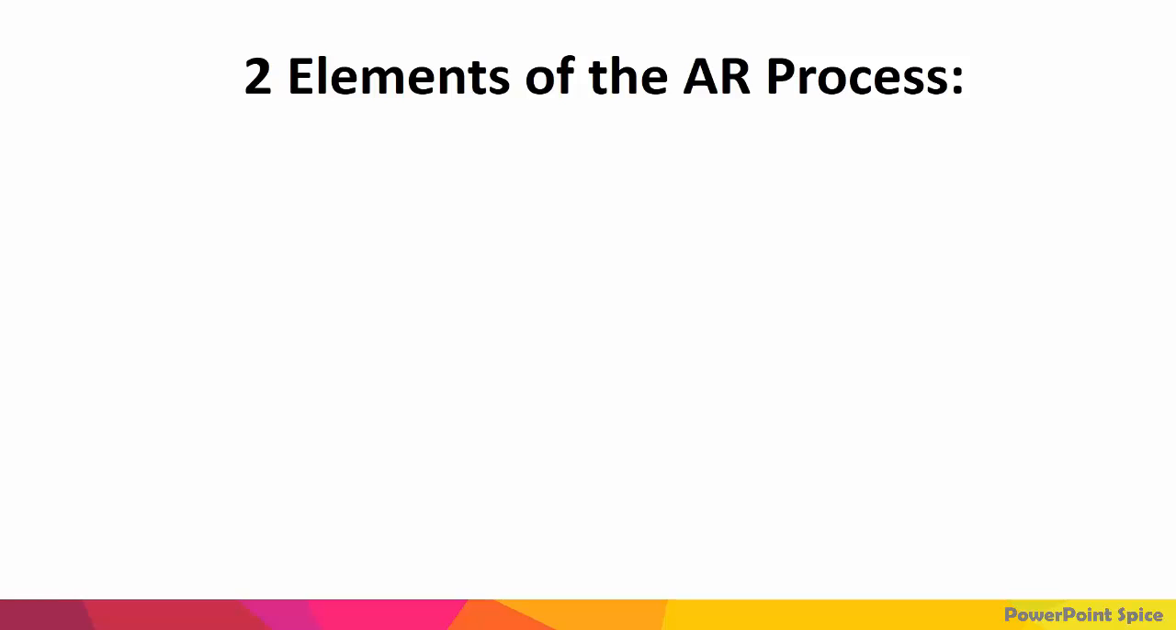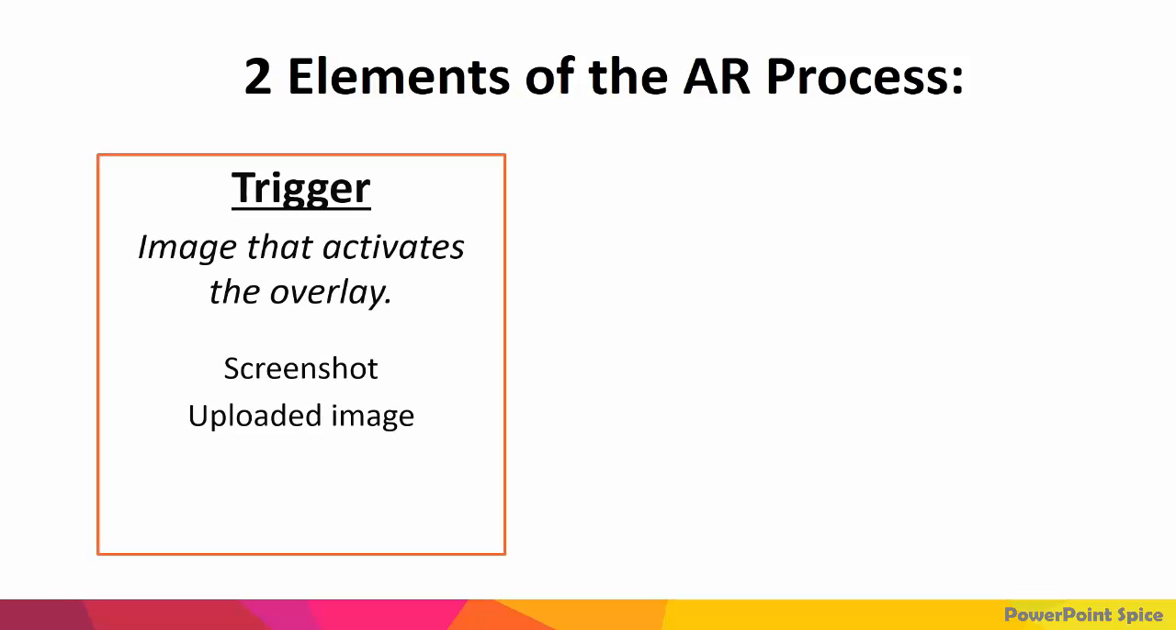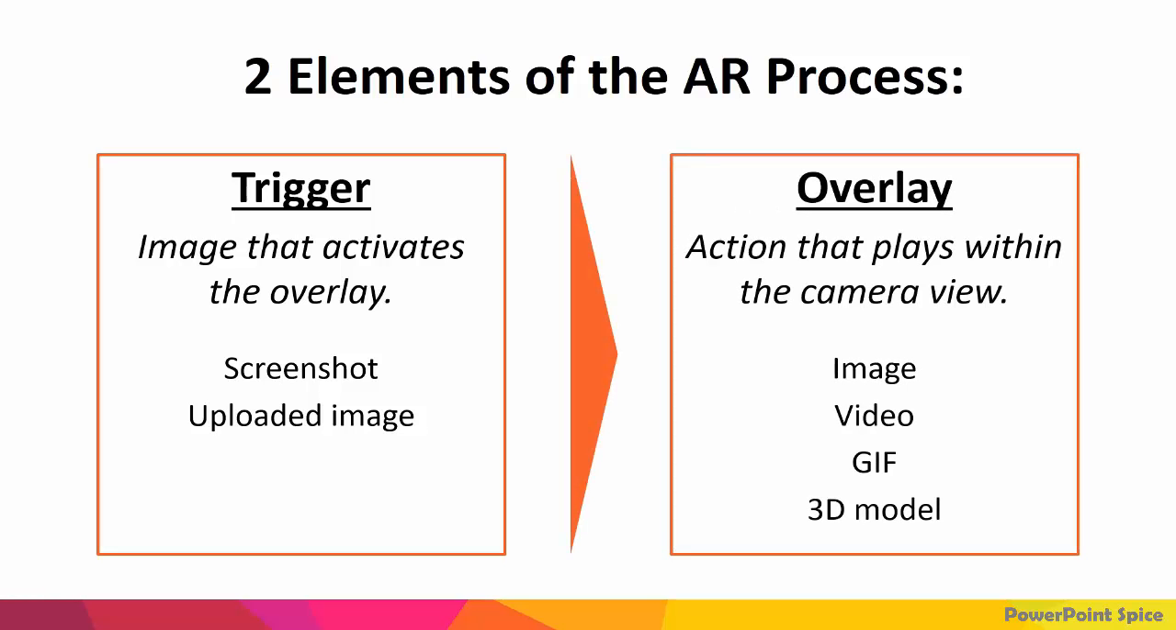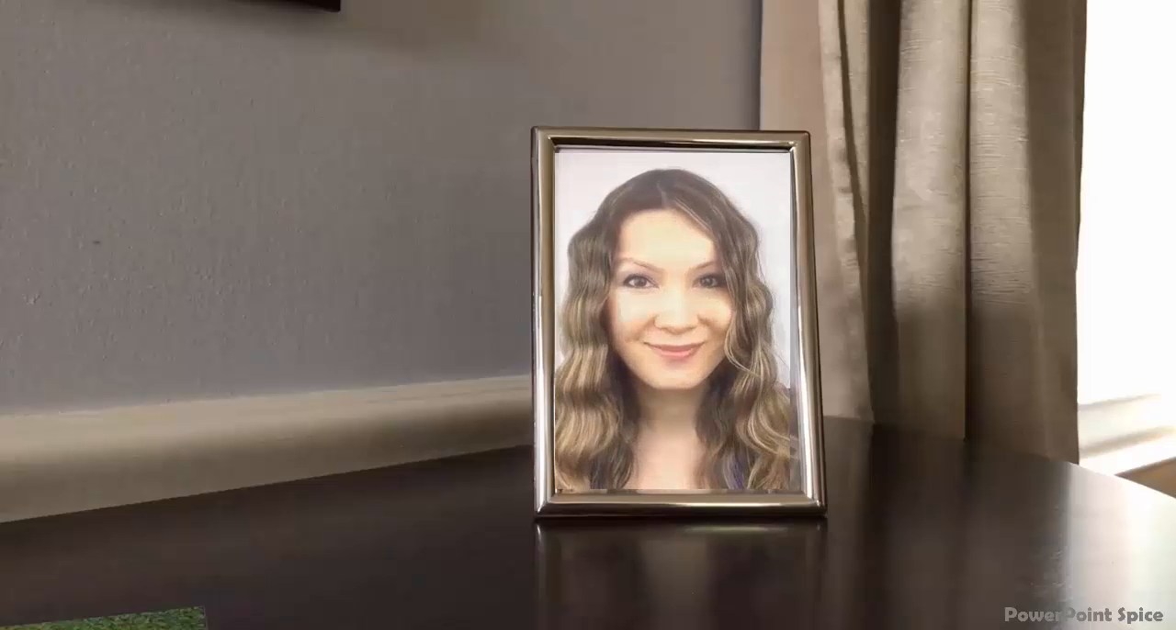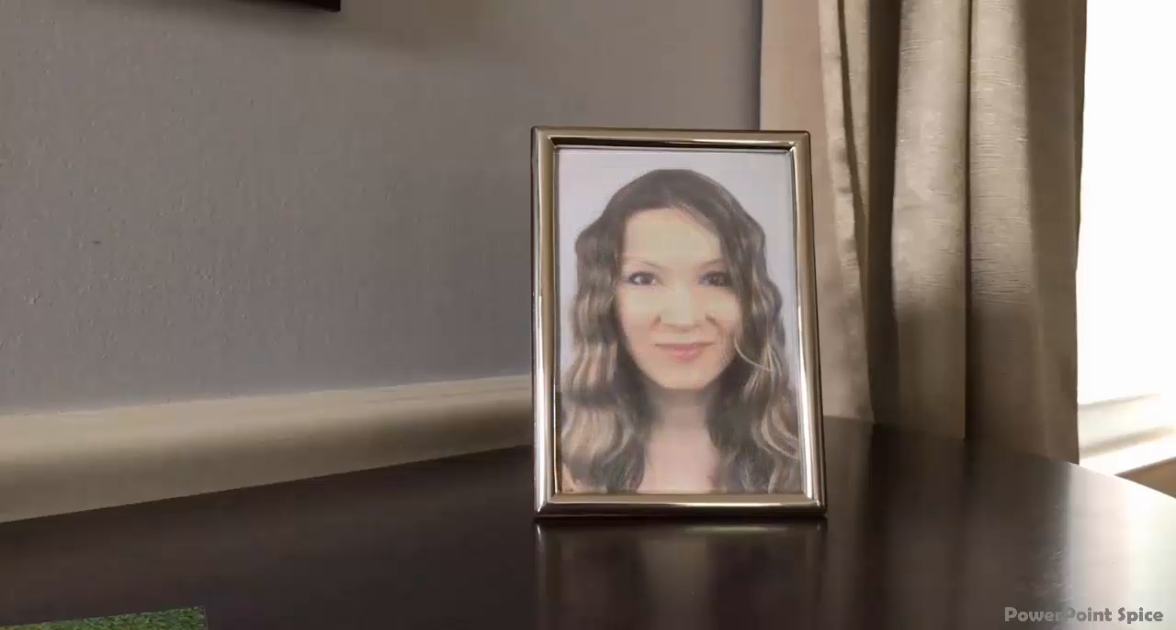The way this works is that you first need a trigger, which can be a screenshot or a custom uploaded image that, once it's in your app's camera, will activate the overlay, which can be any of the things shown here. I particularly like to use the first frame of a video as a trigger, then have the video play on top of it, like I did with my photo here. To give you a quick demo, let's start off with the simplest kind of augmented reality experience, or Aura, to create using just the app.